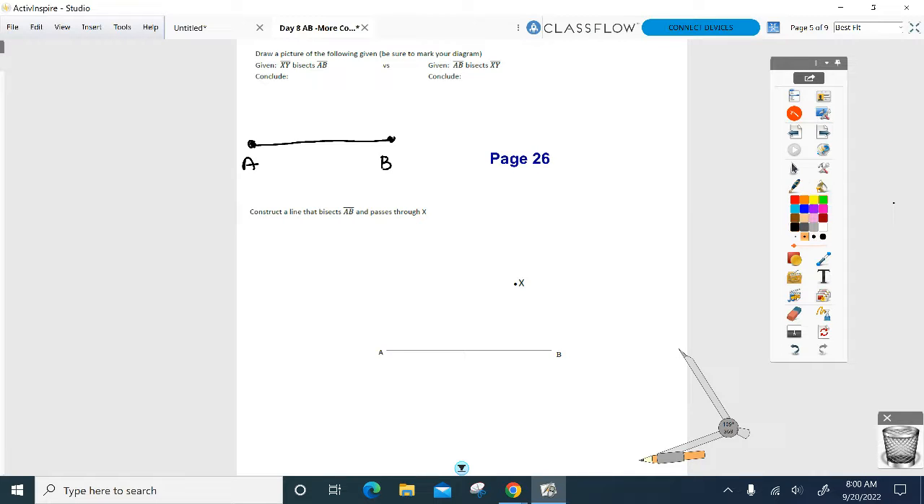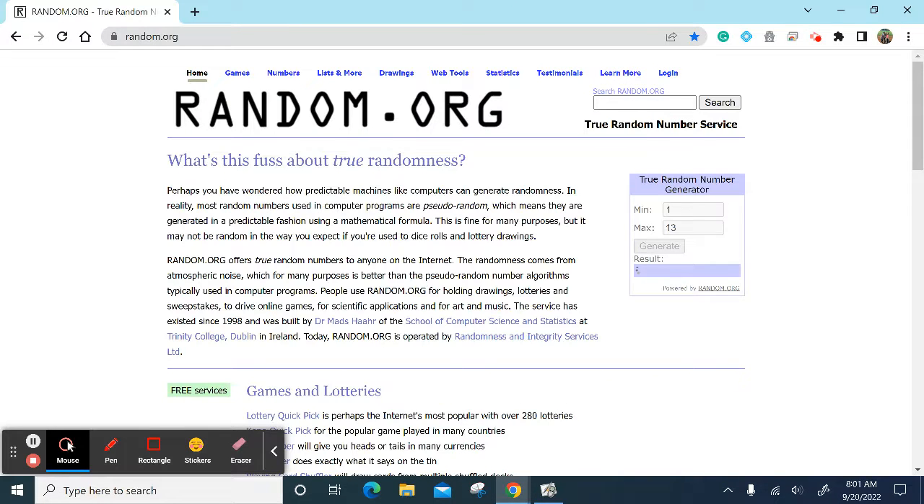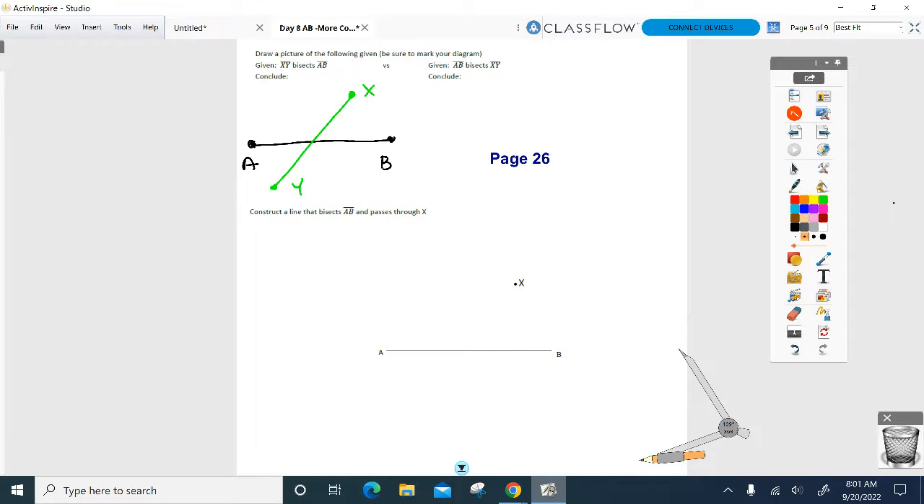So I could do this right now. You could draw it perpendicular. That's fine too. Just as long as when you draw XY in, it better be cutting AB in half. What's still got to go on my diagram to show that bisecting's happening? Hash marks.